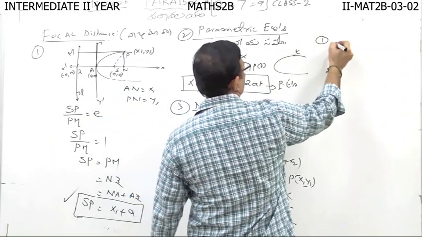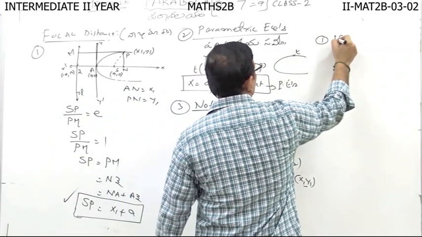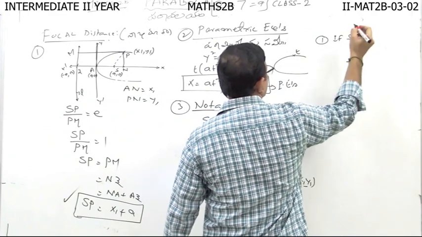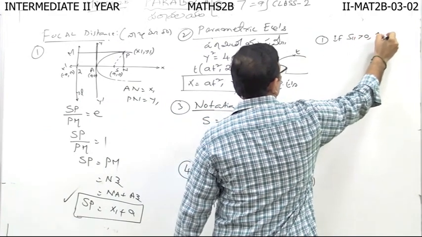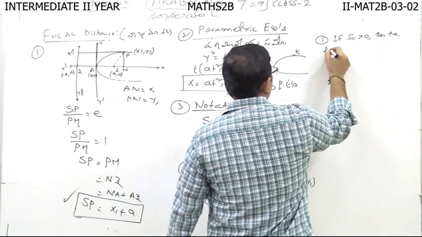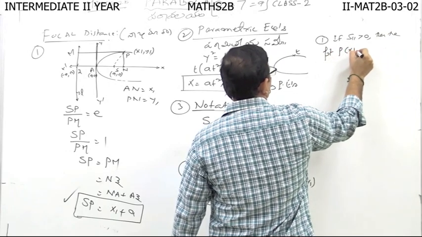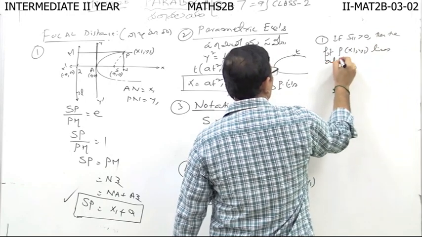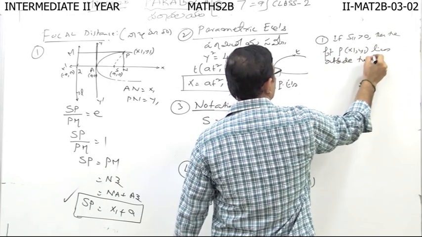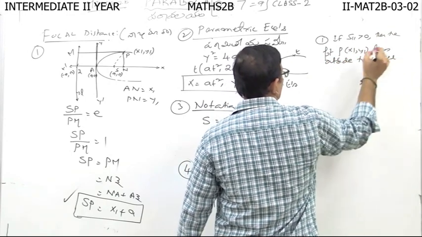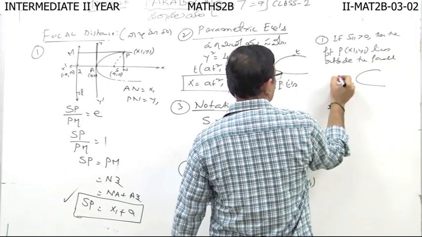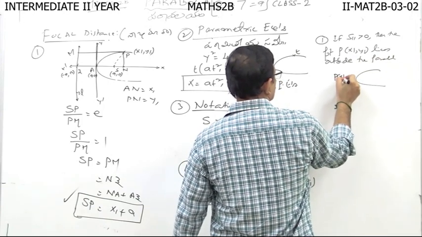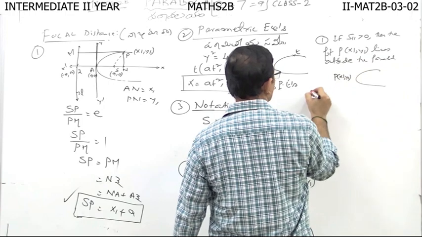What is the first case? If S11 is greater than 0, then the point P(x1, y1) lies outside the parabola. That means if you take the parabola like this, it lies outside. This is the meaning of the first point.